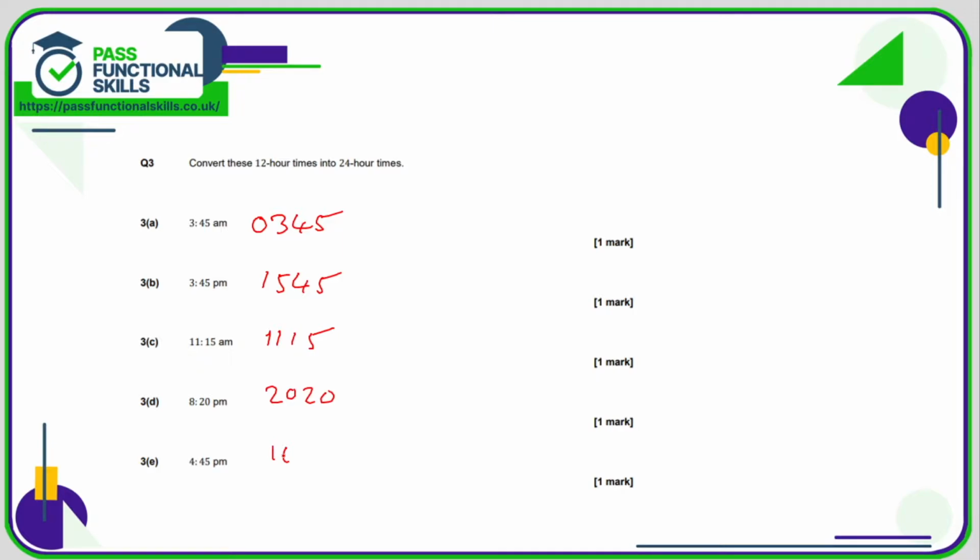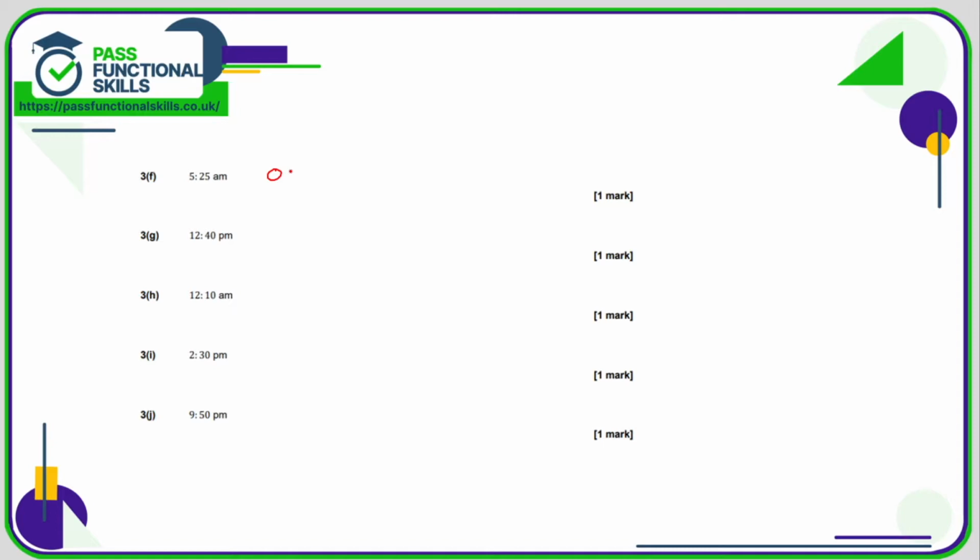5:25 AM, as it's AM and it's a single digit, we'll just stick a 0 in front of the 5, so 0525. 12:40 is a PM. We only add the 12 from 1 o'clock onwards, so 12:40 is simply 12:40. But for 12:10 in the morning, remember midnight is 00, so 10 past midnight is 00:10. Now G and H potentially a little bit confusing there.